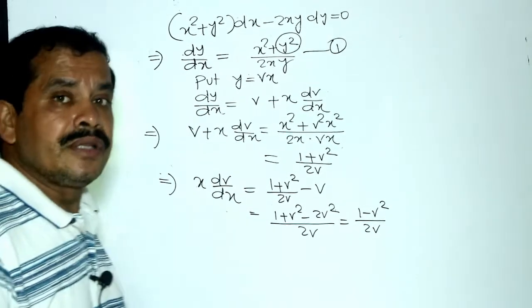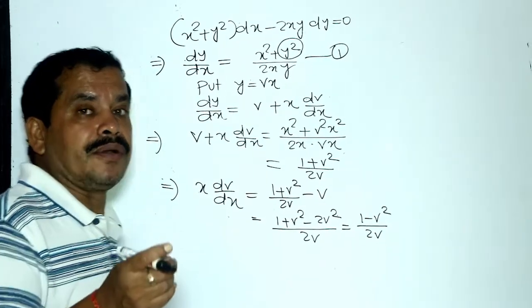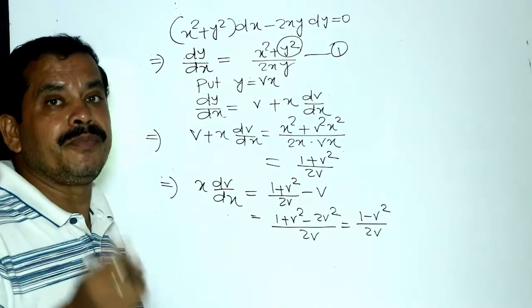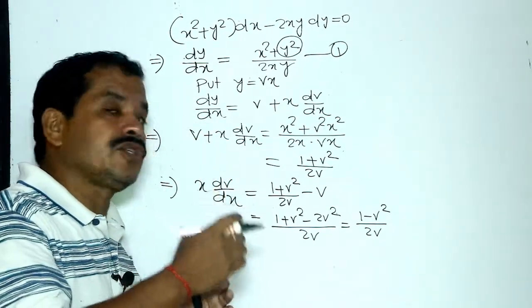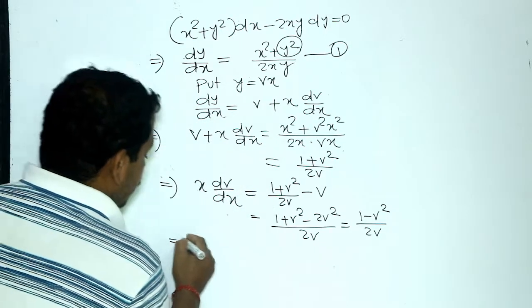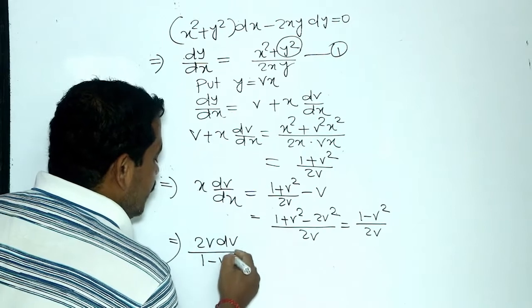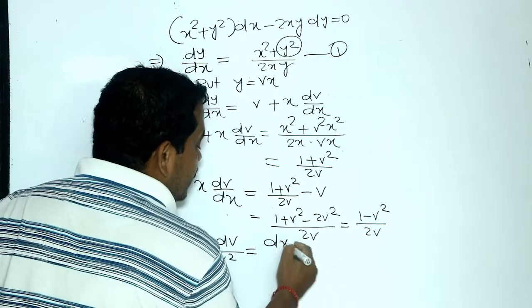Then you use the rule of variable separation. Variable separation means you take all the terms of v to dv and all the x terms to dx. Then it becomes 2v dv/(1 − v²) = dx/x.